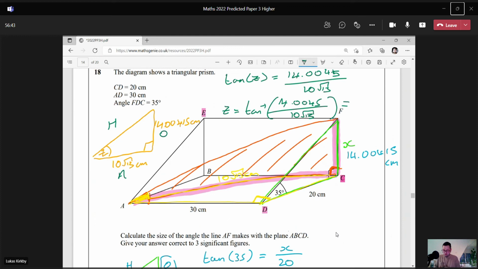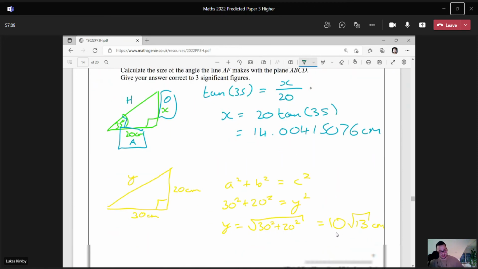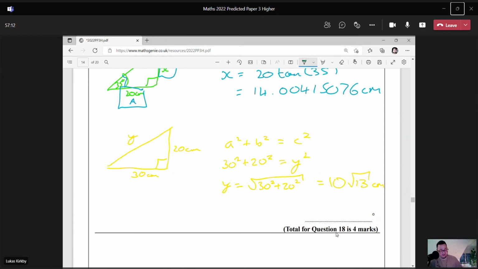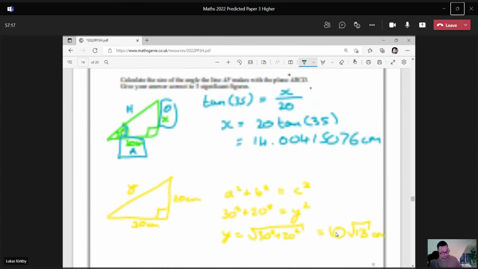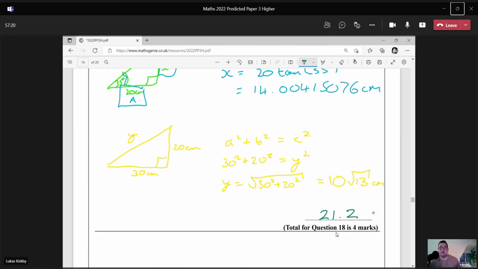Okay, then we'll see what we end up with. So shift tan, we've got 14.00415 over 10 root 13. Okay, and we want our answer to 3 significant figures, so that is going to be 21.2 degrees. All right, so a lot going on there. I'm hoping they're giving me a meaty amount of marks. 4 marks for that. Stingy, aren't they? 21.2. Okay. There we go.